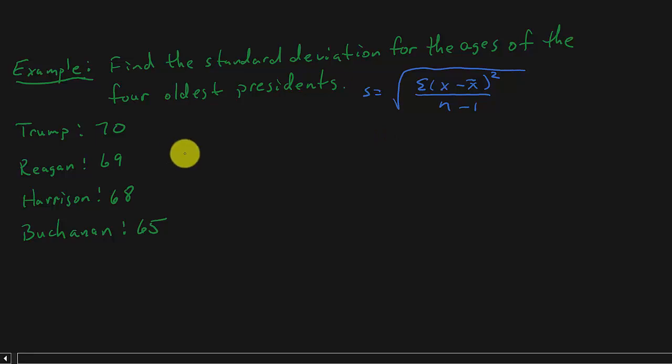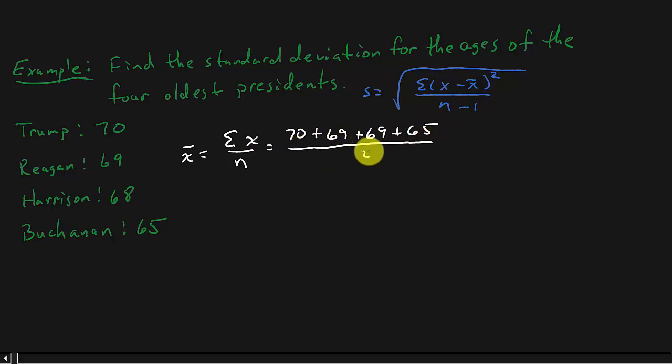So the mean is equal to, remember, the sum of all the x values divided by however many x values we have. So that's going to be 70 plus 69 plus 68 plus 65, divided by 1, 2, 3, 4 of them. And so the mean is 68. All right, that's the mean.